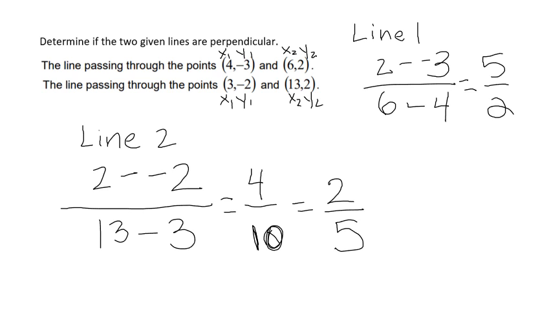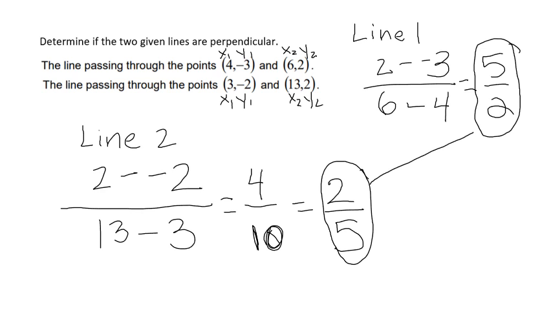Now you have to be really careful here because we have 5 over 2 and 2 over 5. Those are reciprocals. But that is not enough to have perpendicular lines. We have to have negative reciprocals, and we don't have that. So they are not perpendicular, and I'm going to use the sign for perpendicular since I am running out of space. They're clearly not parallel either because their slopes are not exactly the same.